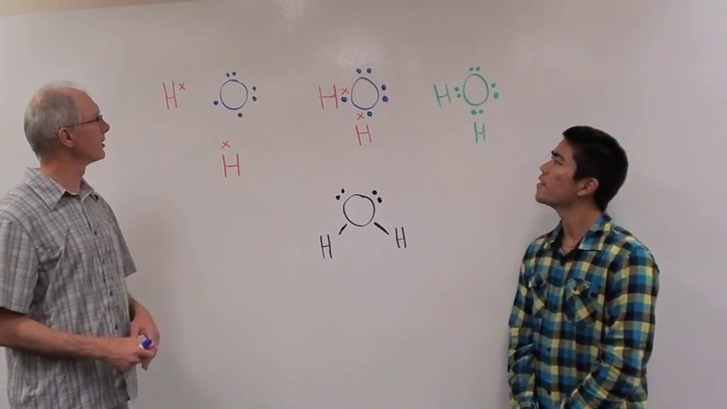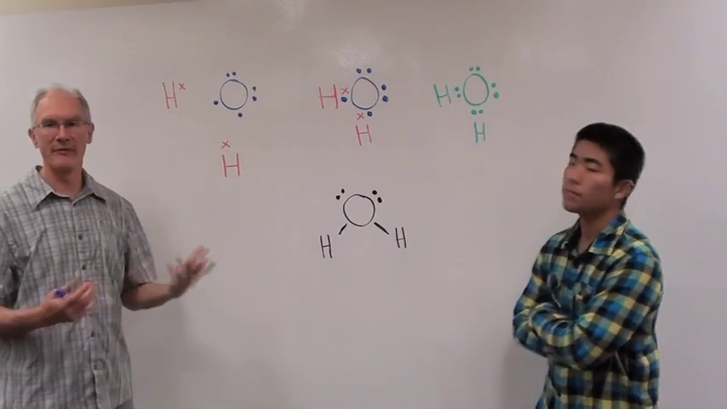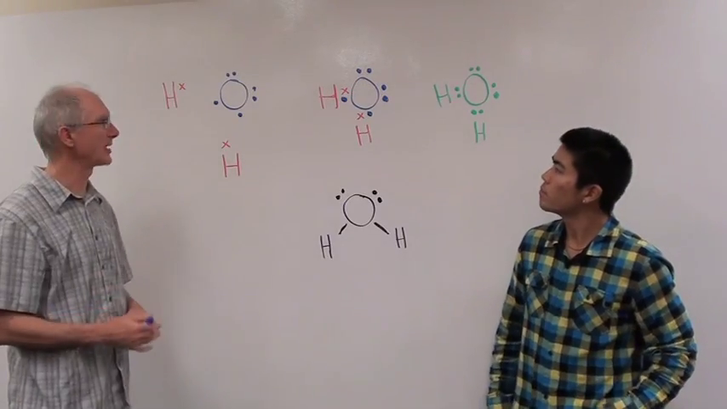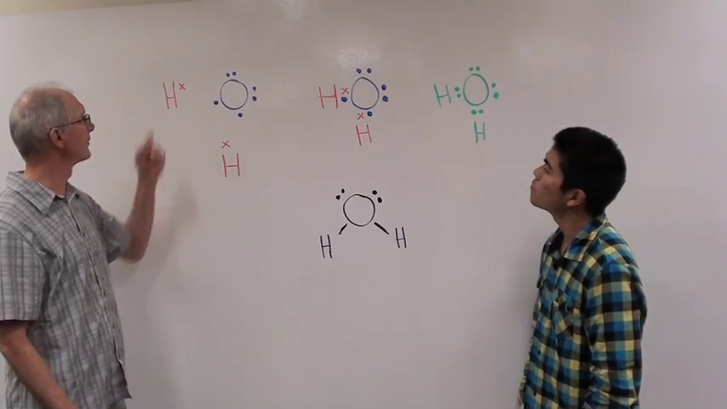So we learned about how to draw Lewis structures of elements and just count up the valence electrons by counting across on the periodic table and put them around the elements. So we have oxygen and we have hydrogens.